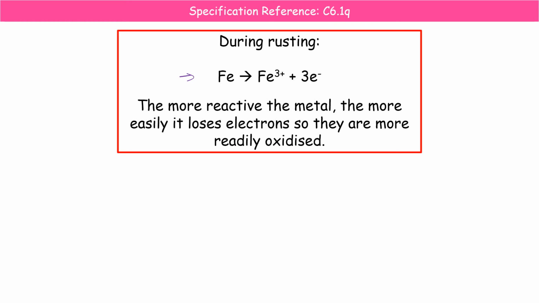One little pattern to remember here is when we're looking at the likelihood of metals to corrode, the more reactive the metal, the more easily it's going to lose those electrons, and so the more readily that substance is oxidized. So that means that the more reactive the metal, the more likely it is to react with the oxygen in the situation that we find ourselves. This is going to be important in our next bit.